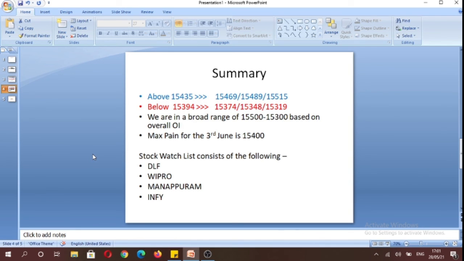And our neutral stock watch list comprises of DLF, Wipro, Manappuram, and Infosys. So these stocks, they have formed an inside candle and we will look to enter a position in these stocks if either side of Friday's high-low range breaks. And I would repeat again that I would also be posting a long short biased watch list in a blog, so stay tuned for that as well.